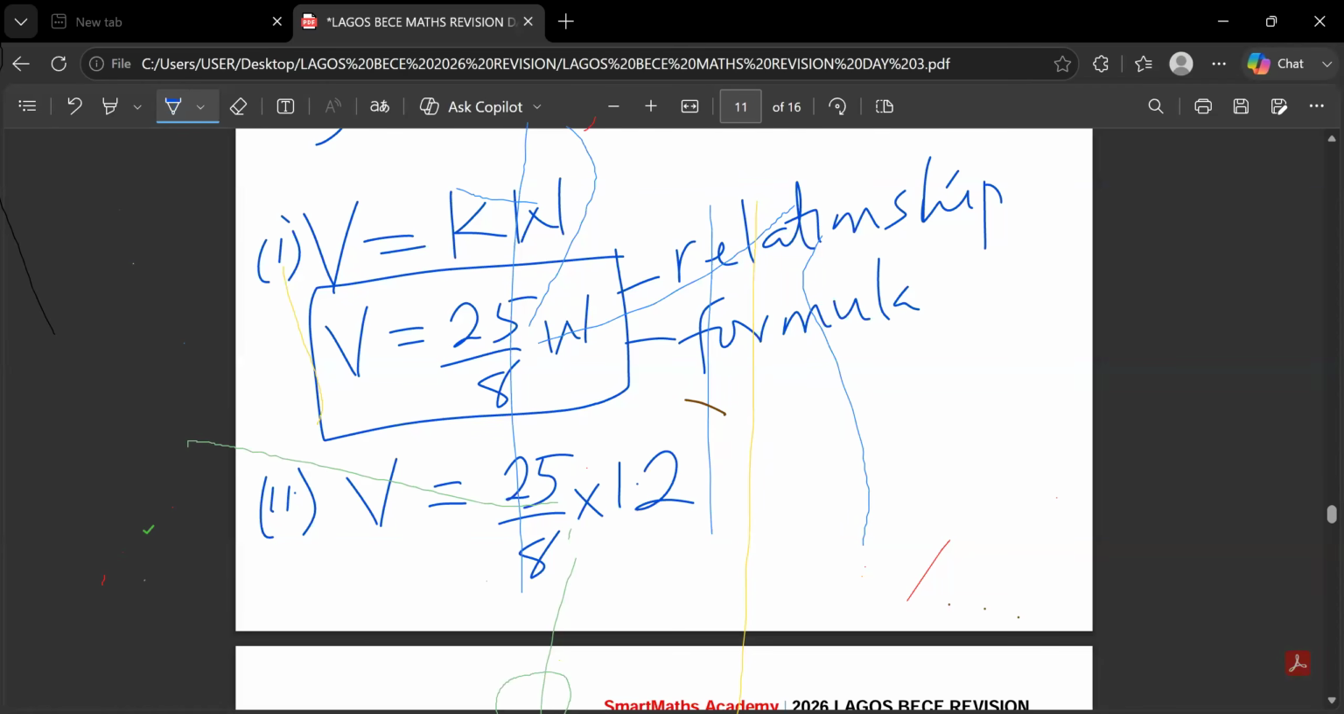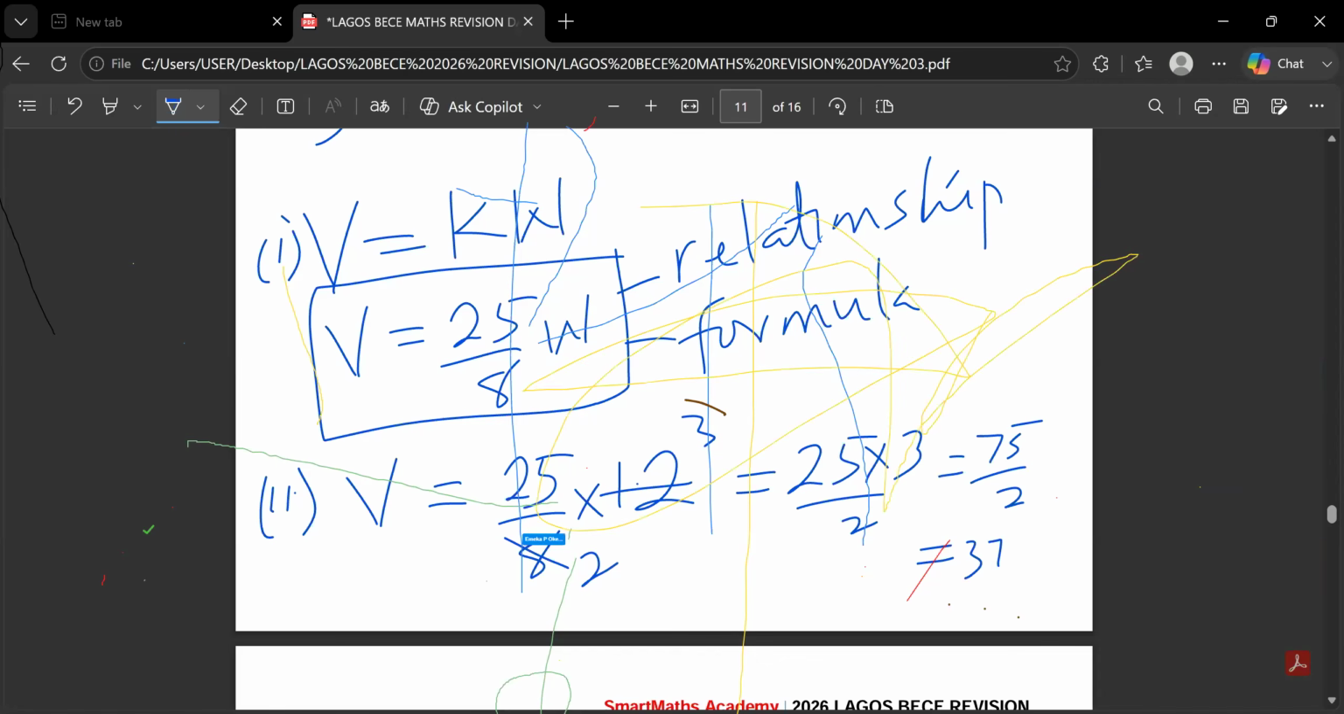All right. So 4 can go into 8, that is 2. 4 can go into 12, that is 3. So that means we have 25 times 3 over 2. So 25 times 3 is 75 divided by 2, that is going to be 37 and a half. That's 37.5. So that gives us the answer.